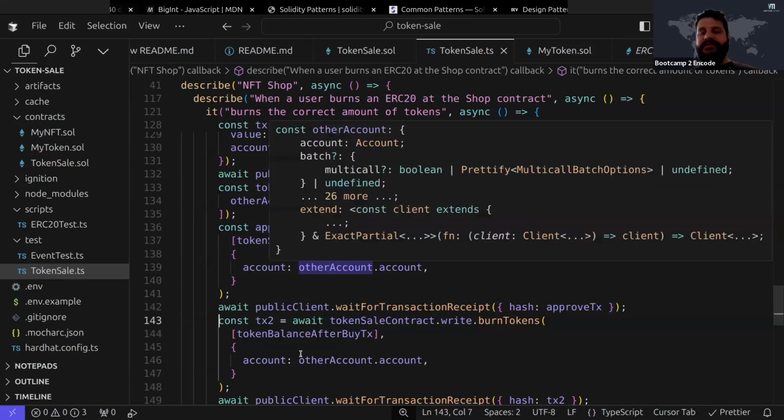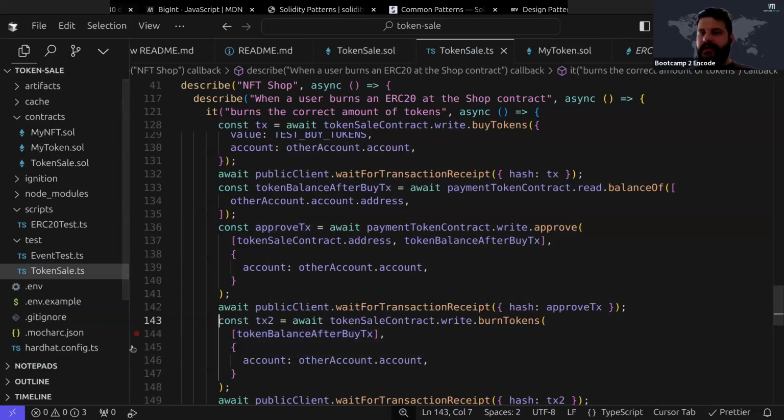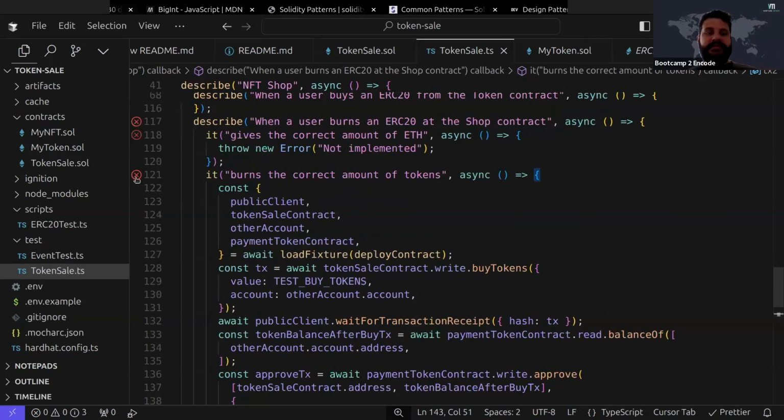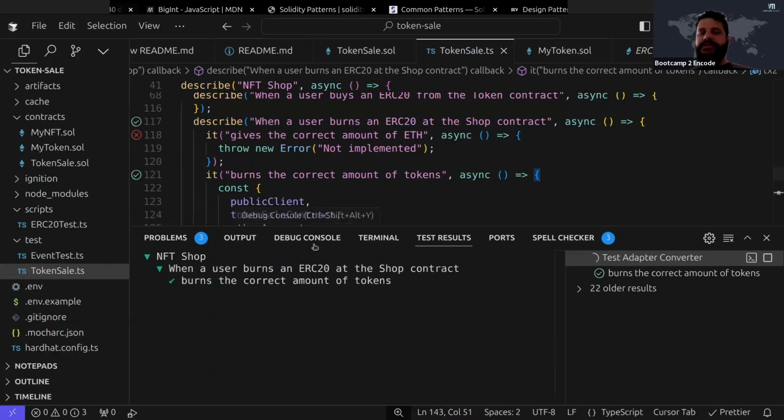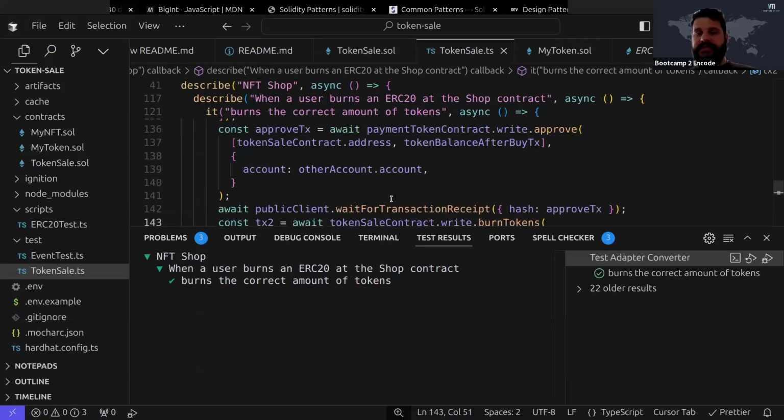Okay, I cannot send ERC20 tokens directly to the smart contract. The only thing that I can do is to tell the smart contract, hey, you can spend my tokens. Here are my tokens. You can spend them by doing this approve transaction. And then when I call this burn tokens function, this is going to pass because now I have this allowance. I have allowed the contract to spend money on my behalf, to transfer money or to burn these tokens.